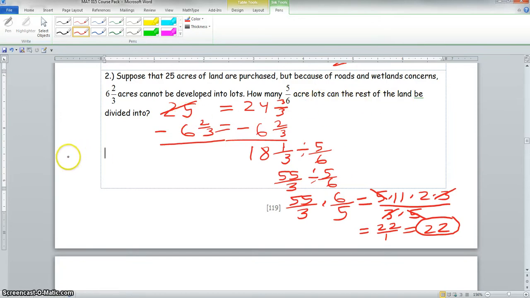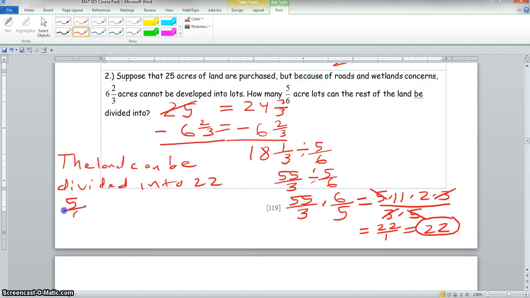and you could write, the land can be divided into 22 5/6 acre lots.